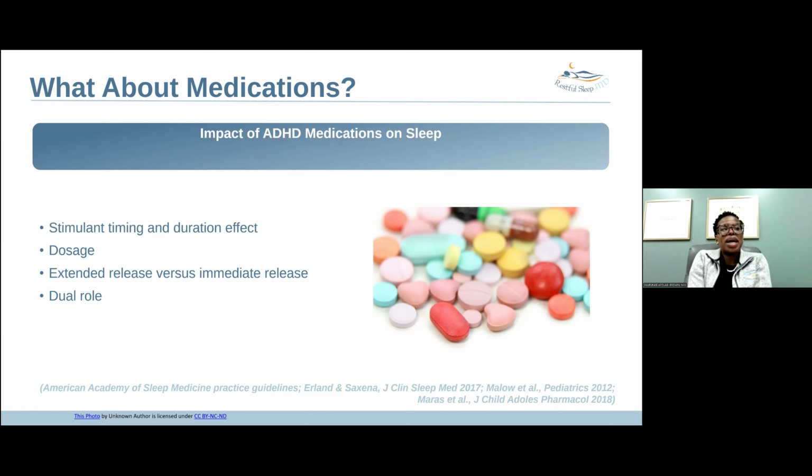I've had kids start off medications and all of a sudden they're struggling with their sleep. And it turns out that it was because they were on an extended release medication that just kept working up until the time they were supposed to be asleep, and they couldn't sleep.